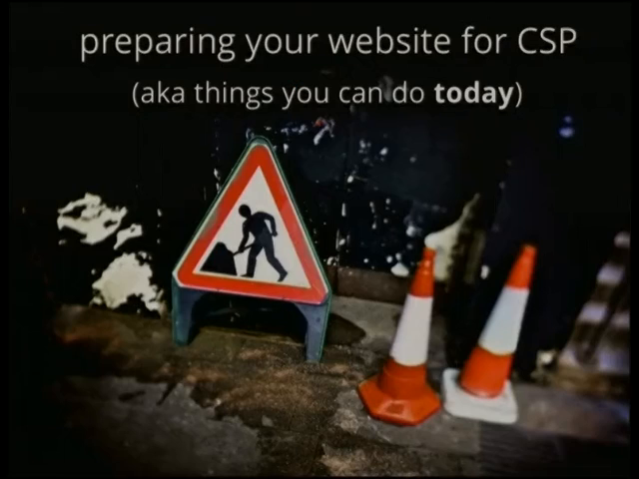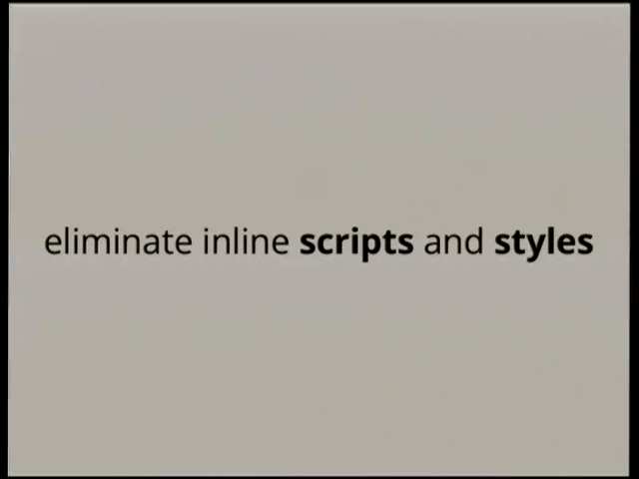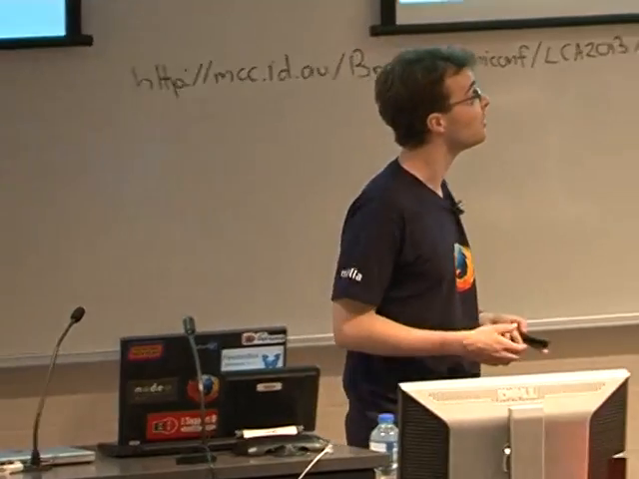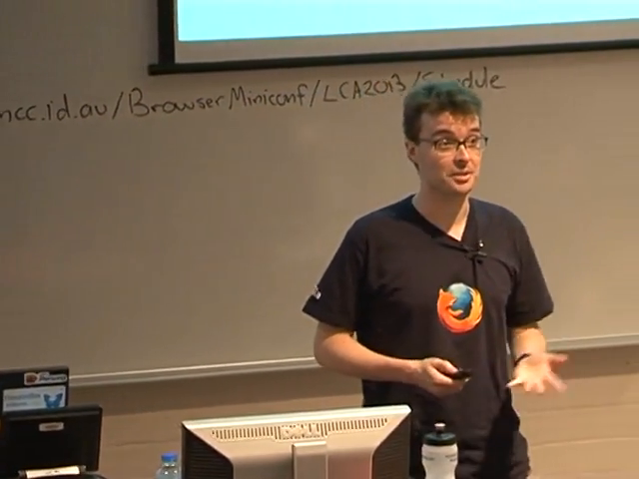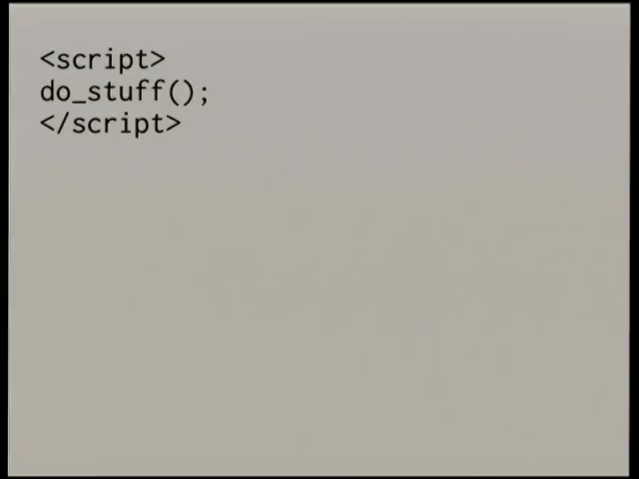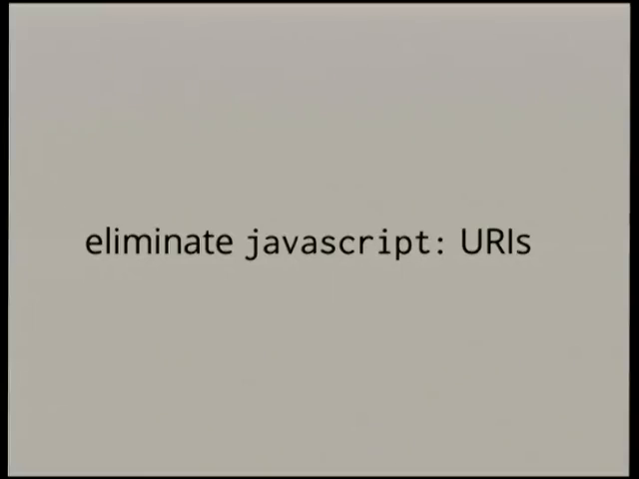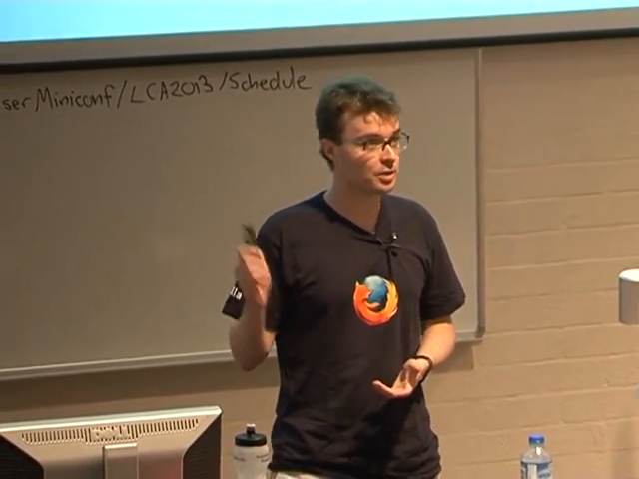Now, what can you do today if you want to get ready for CSP? You may not want to start implementing CSP right now, but what you should do is get ready for it at the very least. First thing you should do is this. Eliminate all inline scripts and styles, because as I said, they are disabled by default unless you re-enable them. And if you do re-enable them, you're losing quite a lot of the value of CSP, to be honest. So if you have a script like this, what you do is you just move it to a file. Pretty simple. Another related one is JavaScript URIs.